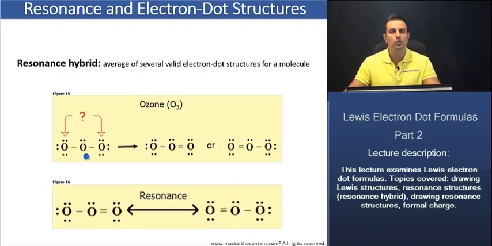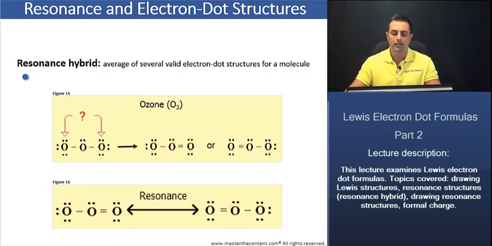Now, which oxygen would we take it from? If we take it from the one on the right, then we would have this scenario. If we take it from the one on the left, we would have this scenario on the right. Well, the answer is actually going to be neither, right? Because anytime you have more than one valid electron configuration, as we do here, the actual configuration is going to be an average of all the possible valid electron configurations, and that is known as what it says up here, the resonance hybrid.